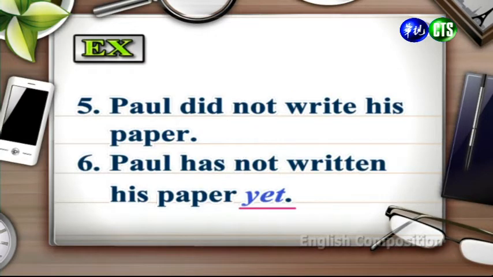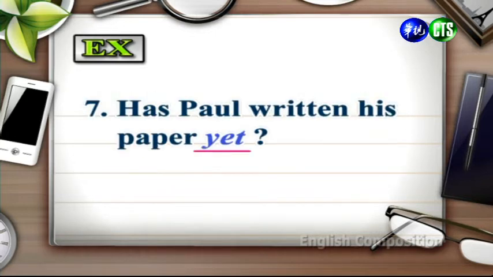Paul did not write his paper. Paul has not written his paper yet. 第一个句子用的是过去式，表示动作已经结束，Paul 不会再继续写这篇文章了。但如果用完成式并且加上 yet，概念就是还有可能持续，代表他目前没写完，但待会儿可能还会接着写。我们来看一个问句的例子：Has Paul written his paper yet?